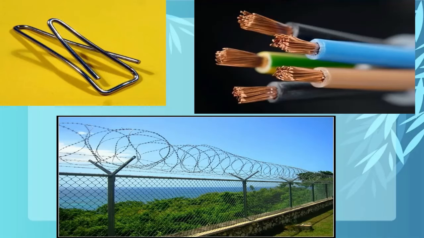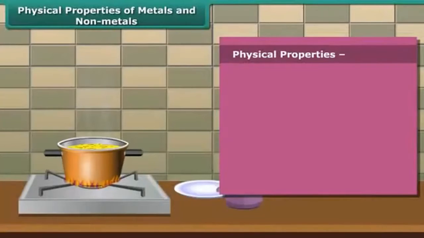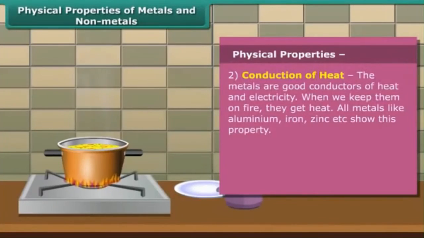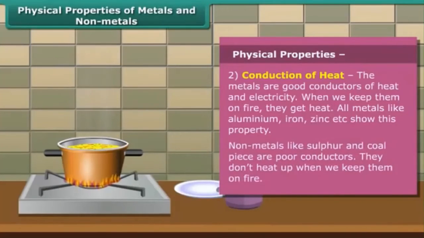Let's move on to the next property of metals, that is conduction of heat. You must have noticed, if you keep something on the gas stove for a long period of time and you try to touch that utensil, you get hurt, right? You get a burning sensation. Now why does this happen? This is because the utensil does allow energy to pass through it.